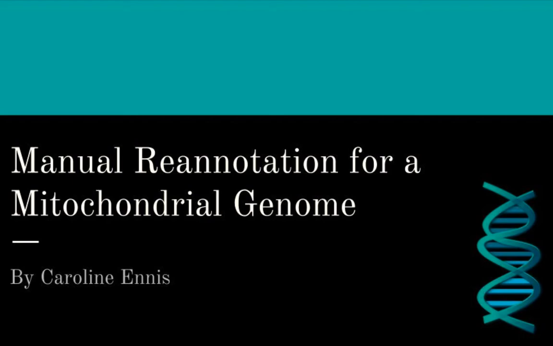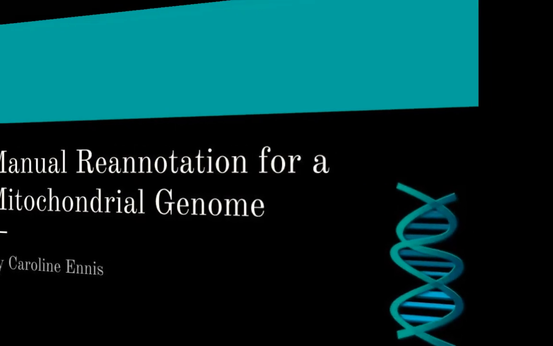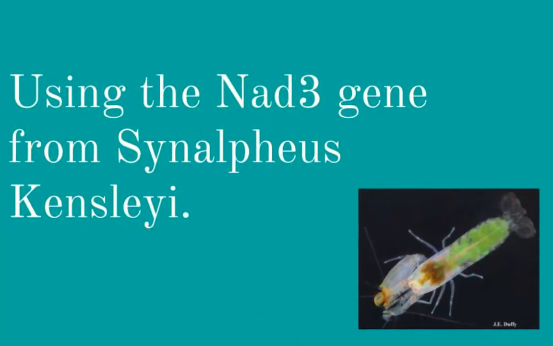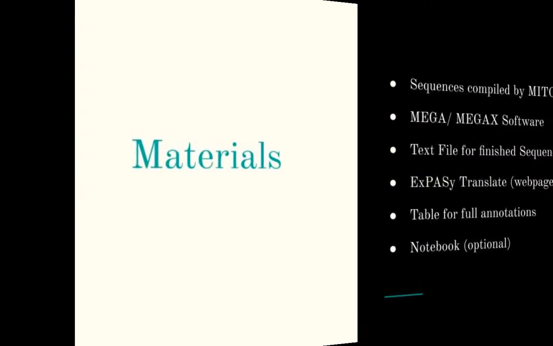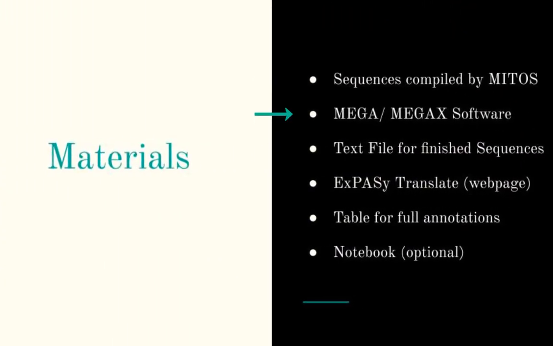This is a tutorial for how to reannotate a mitochondrial gene. In this example, I will be using the NAD3 gene. Throughout this process, you will need a couple of different materials in order to complete the reannotation and properly record your results.